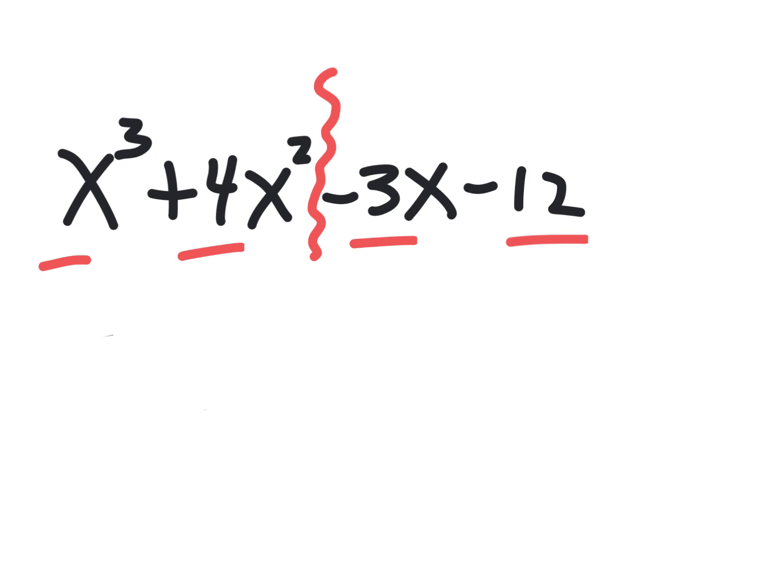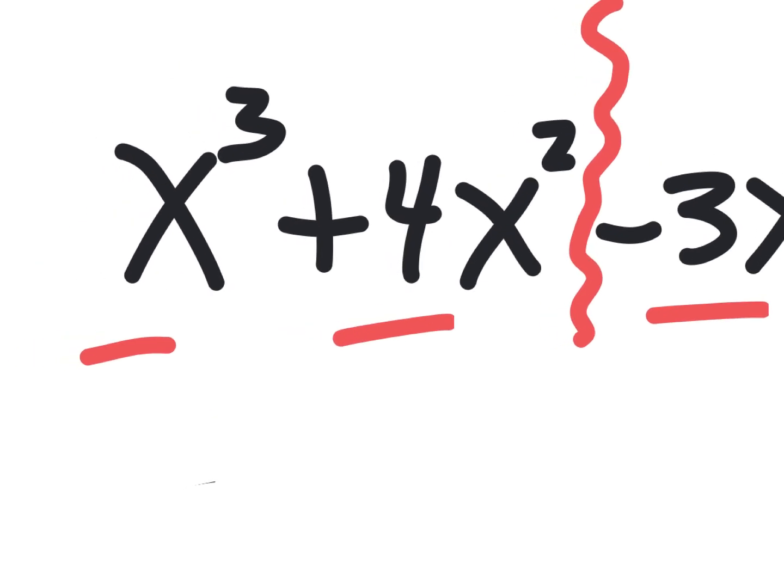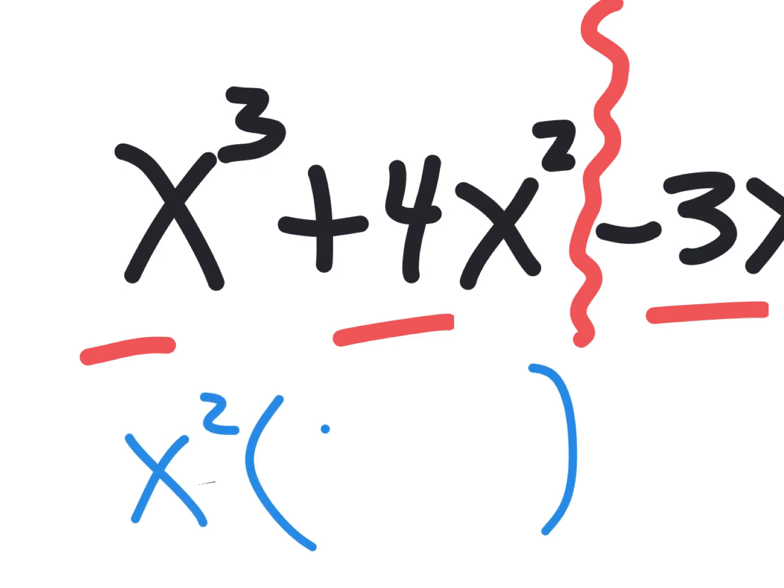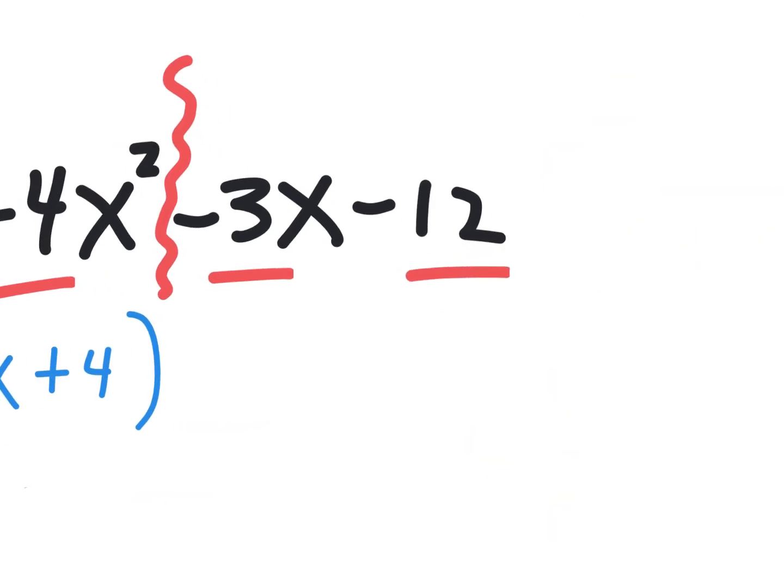Conquer it half at a time. Can you factor the first part? Just focus on the first part. Just this part. Can you factor that? Yeah, you can. What comes out of both of them? X squared. And what's left? X plus 4. And if you can do that part, then this part's really easy.